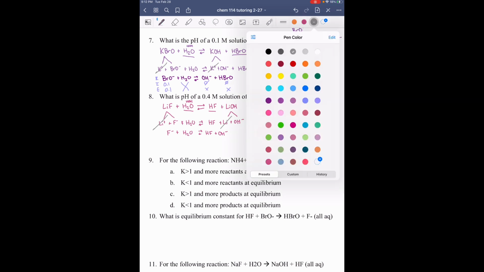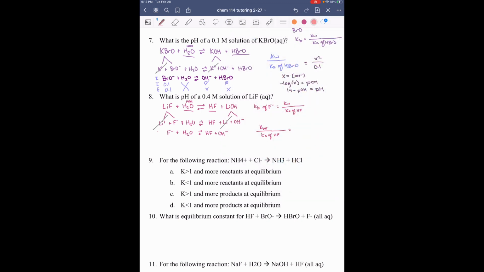And then we'll do our makeshift RICE table. H2O doesn't matter because it's a liquid. 0.4, essentially 0.4, 0, 0, then x, x. So that's going to equal our x squared over 0.4. X is going to equal our OH concentration.